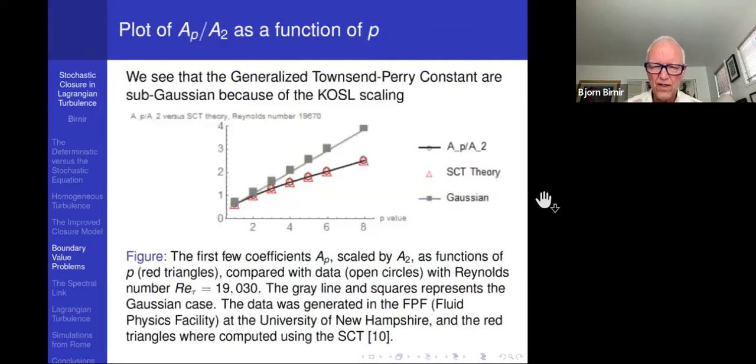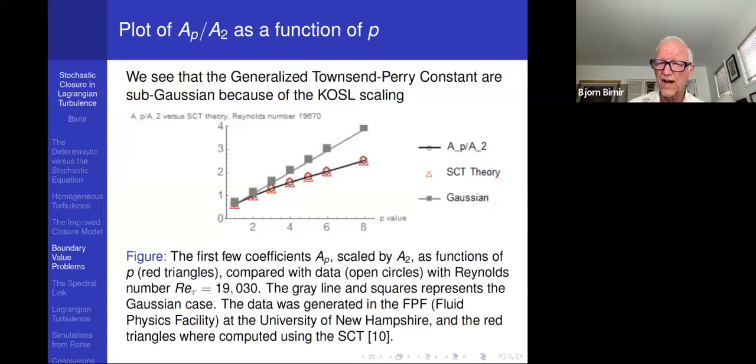And here you can see the gray is the Gaussian theory that was originally proposed, and these are the normalized. What one does is that you take the higher coefficient, you normalize by the first one. Now, the stochastic closure theory are these triangles, and you can see that it gives you a sub-Gaussian behavior, and the circle that's inside the triangles are the experimental value.